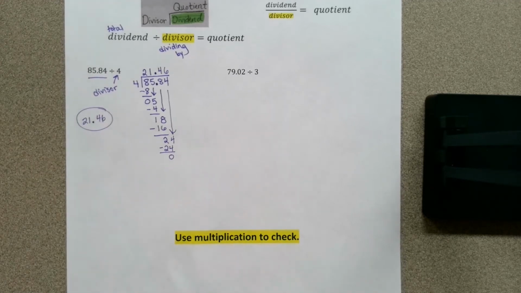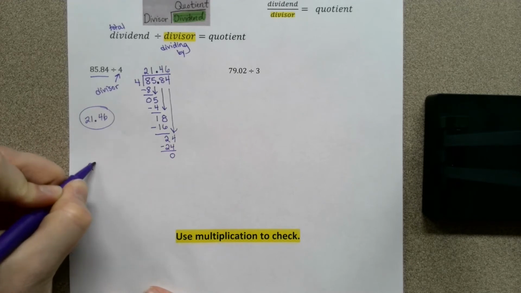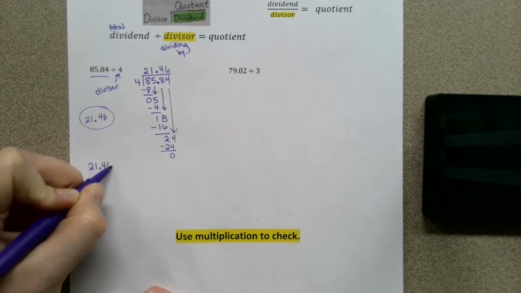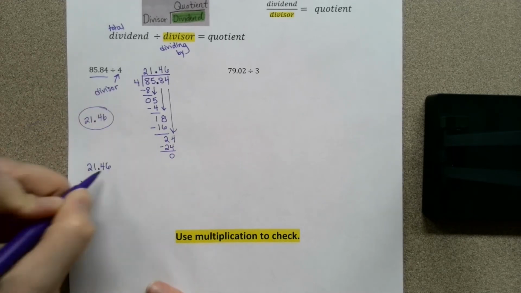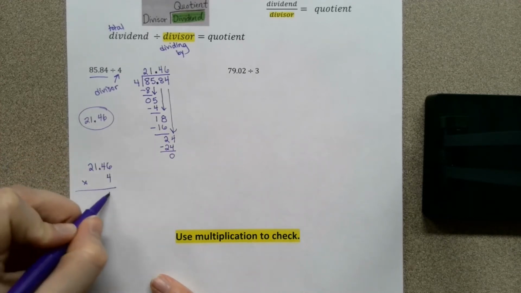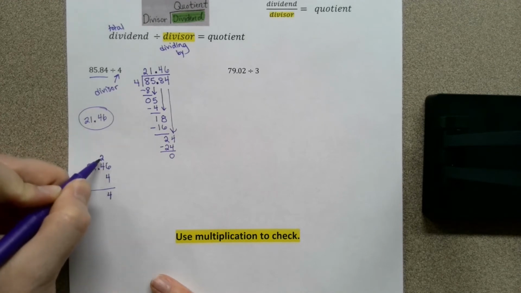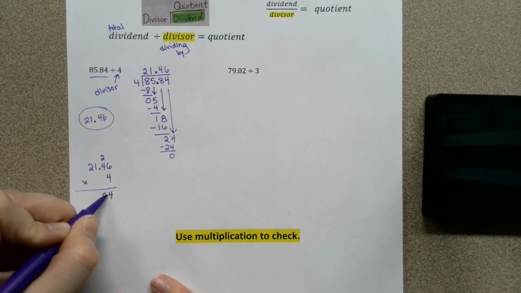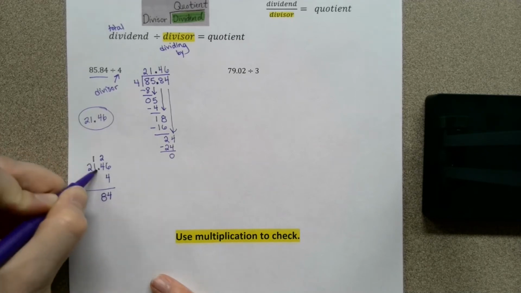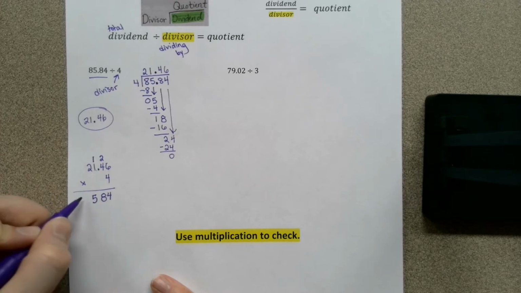To double check that we have our decimal in the correct place, we can always use multiplication to check that. So we take our answer, that quotient, and we're going to multiply it by our divisor of 4. 4 times 6 is 24. Carry the 2 to the next place value, which gives us 16 plus 2 is 18. Carry it again. This time we get 5. And this time we get 8.